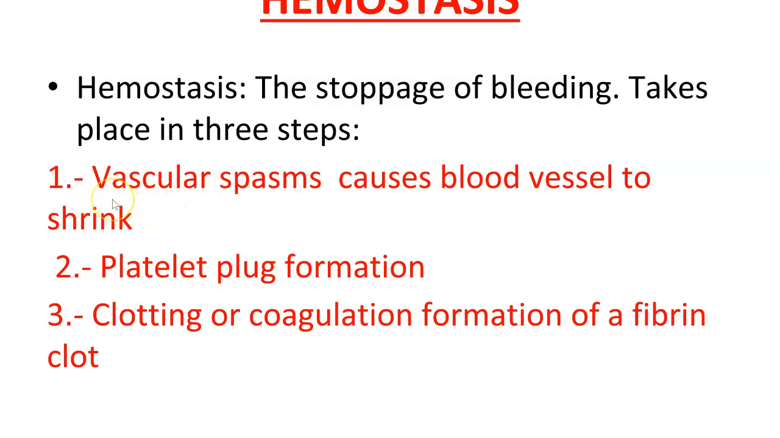First, upon the damage to the blood vessels, vascular spasms cause blood vessels to shrink. For a small blood vessel, these may be enough to begin reducing the bleeding. Step 2 is the platelet plug formation, which plugs the blood vessel, giving time for step 3, which is the formation of a fibrin clot or coagulation, which is a more permanent long-term clot that will seal the damage and give time for tissue repair.